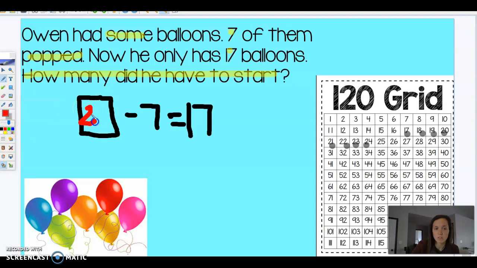Okay, so 24 minus 7 equals 17. Let's go back and check our math really quick here. Okay, I'm at 24 and I need to get to 17. Let's check our math and see if we count 7 hops. 1, 2, 3, 4, 5, 6, 7. There we are. So see how I checked my work there? I want you guys to do that too.